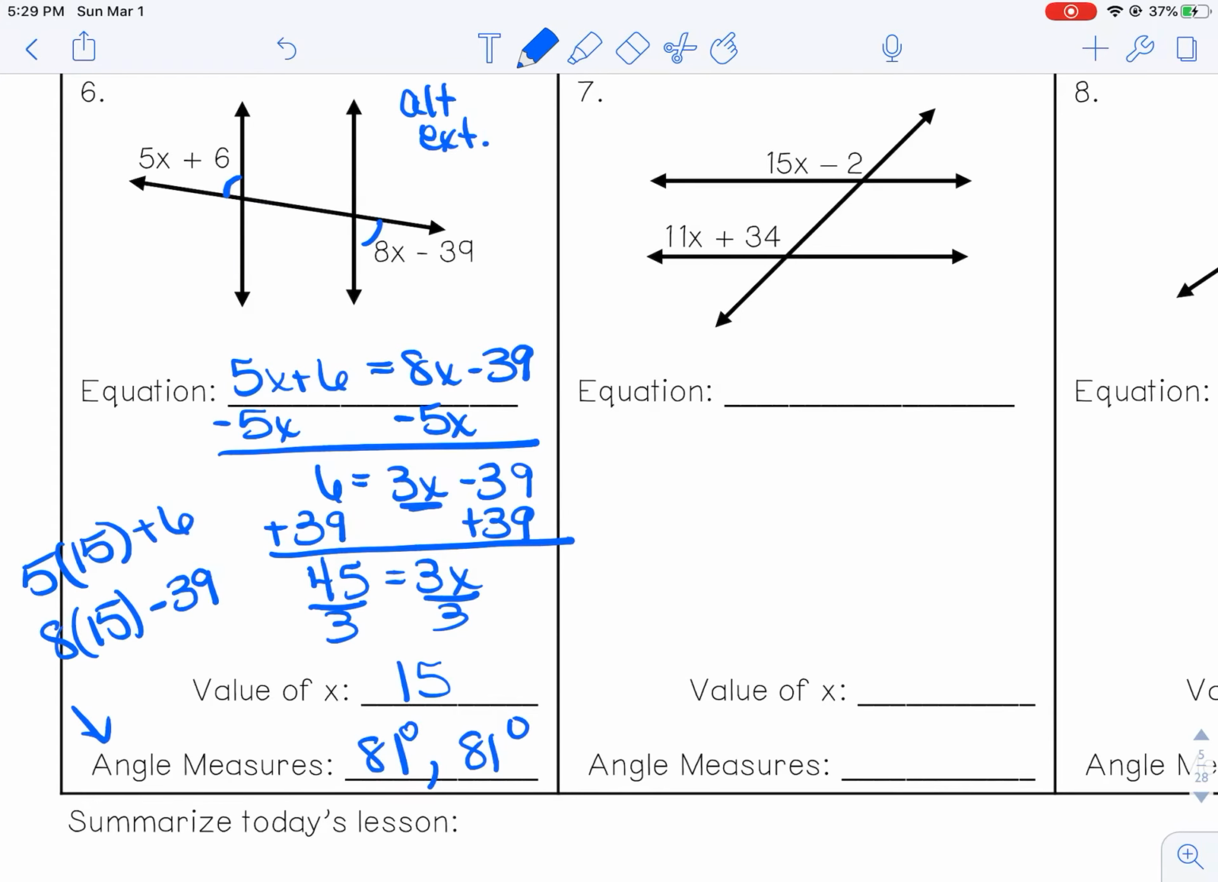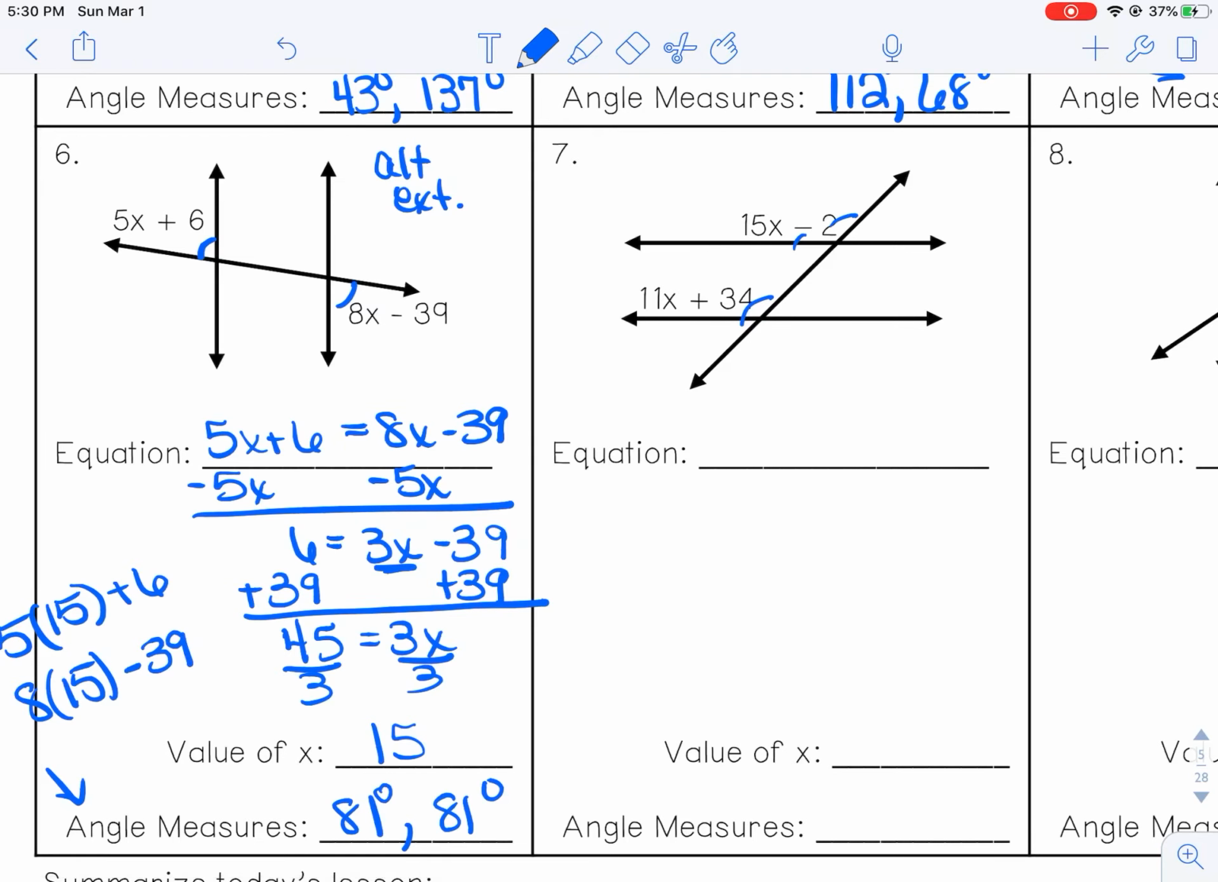All right, they are on the same side of the transversal. Are they supplementary? No, it looks like their angles are congruent to each other. They are corresponding angles. They're both located on the top of the parallel line to the left of the transversal, so I'm going to put corresponding. That means that they are equal to each other. 15x minus 2 is equal to 11x plus 34. Again, we know that at the bottom for angle measures, because they're equal to each other, those two angles should be the same. And those two angles are obtuse, so they should be more than 90 degrees. Let's see if that works out.